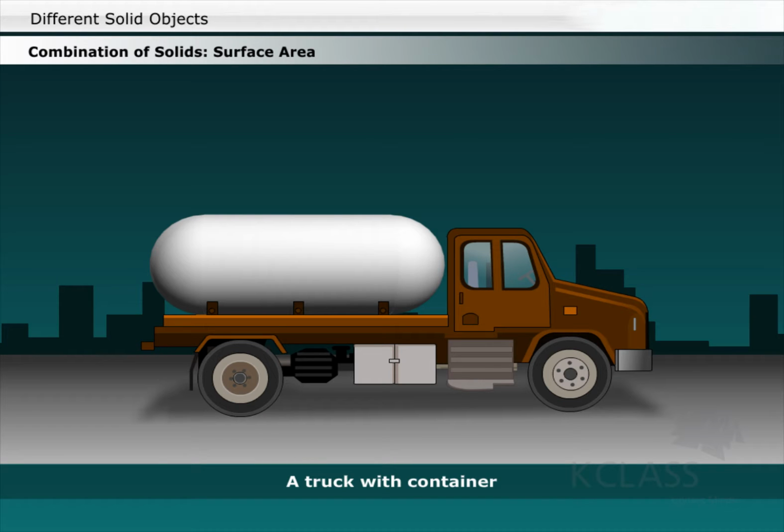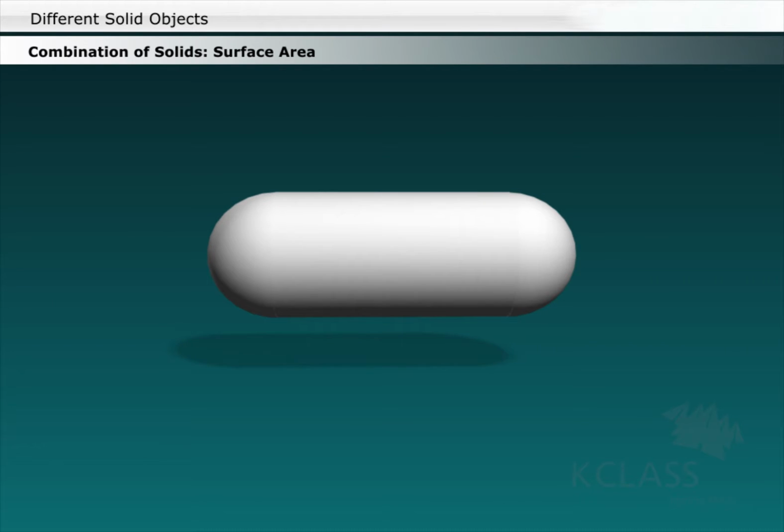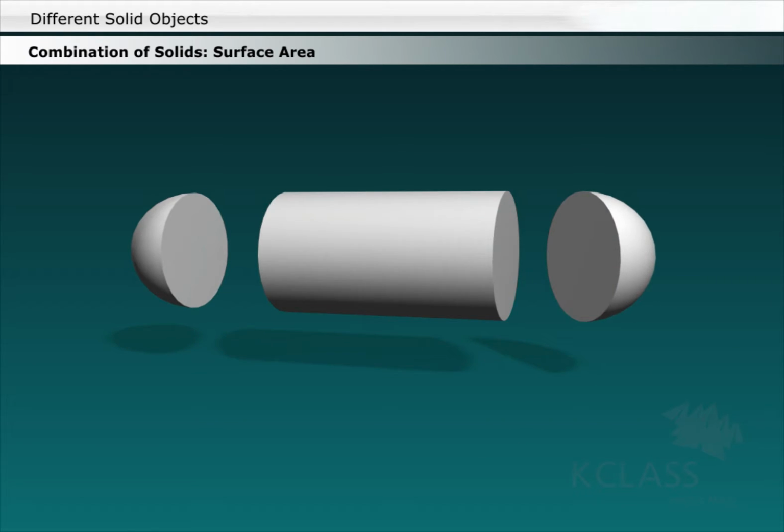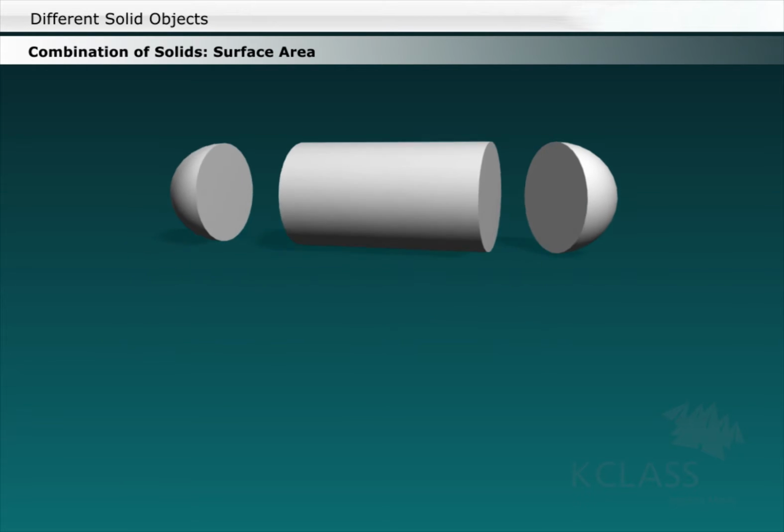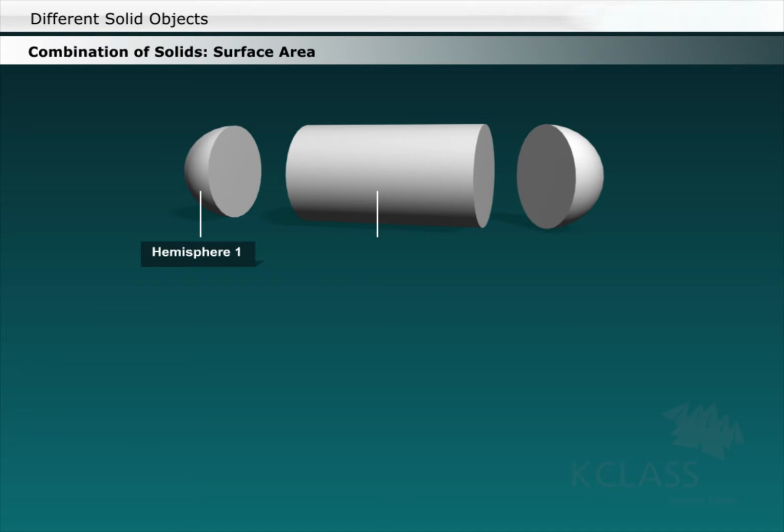Suppose we have to find out the surface area of this container on the truck. Where do we begin? Since it is a combination of solids, there cannot be one single formula. So, we have to break it up into parts. Which are the surfaces that are visible? Only three surfaces are visible.